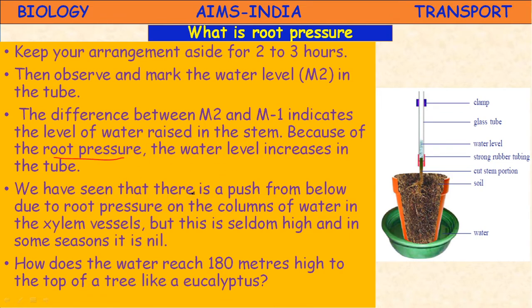So we can see that there is a push from below, due to root pressure, on the columns of water in the xylem vessels, but this is high in some seasons and low or nil in others. How does the water reach 180 meters high, to the top of a tree like eucalyptus?